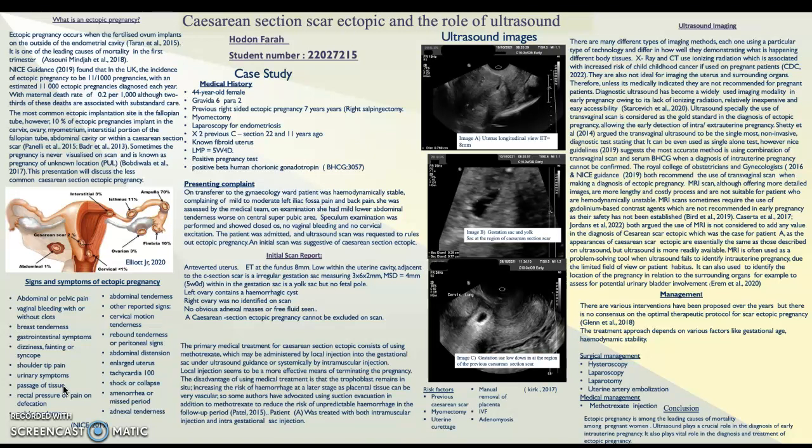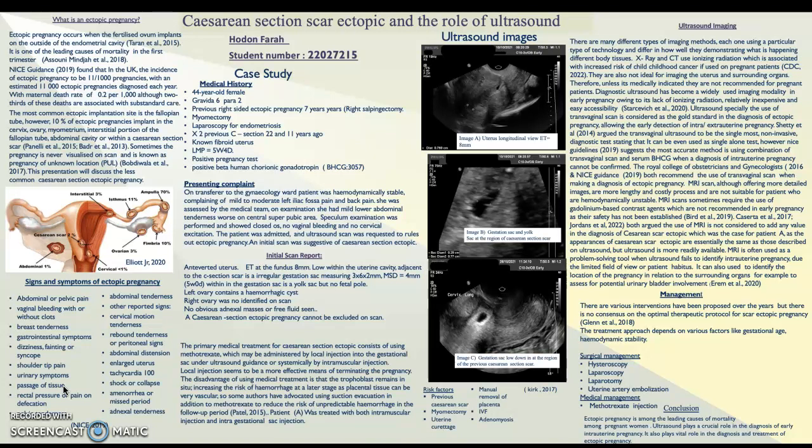Caesarean section scar ectopic pregnancy is one of the rarest forms of ectopic pregnancy, accounting for 2% of all ectopic pregnancies. It's a form of abnormal implantation of the embryo within the myometrium and fibrous tissues in a previous scar on the uterus, particularly following a lower segment caesarean section.